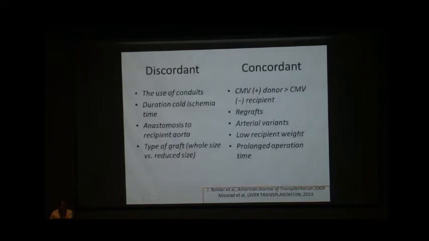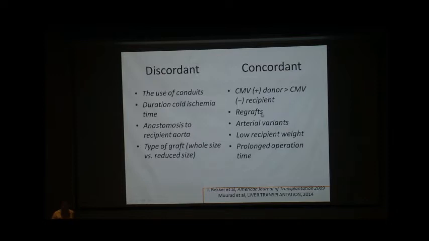To summarize, there have been conflicting results regarding the risk factors of HAT, that is use of conduit, donor cold ischemia time, anastomosis directly to the recipient aorta, and the type of graft, whether whole size or reduced size in the pediatric group. However, on these points, most of the studies agree that these are known risk factors, like CMV positive donor and negative recipient.